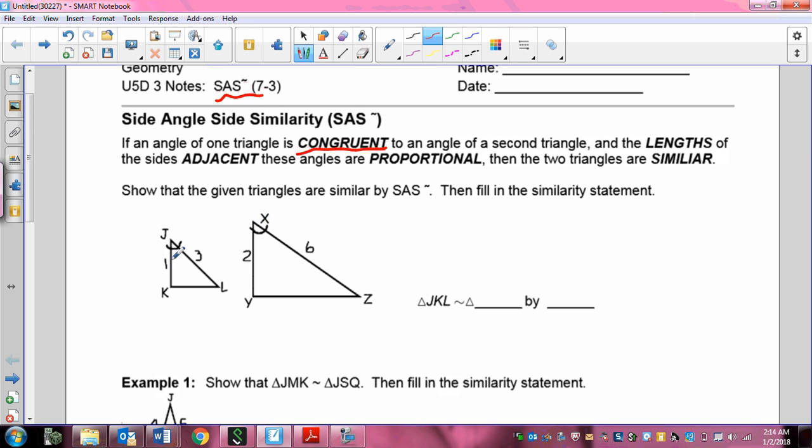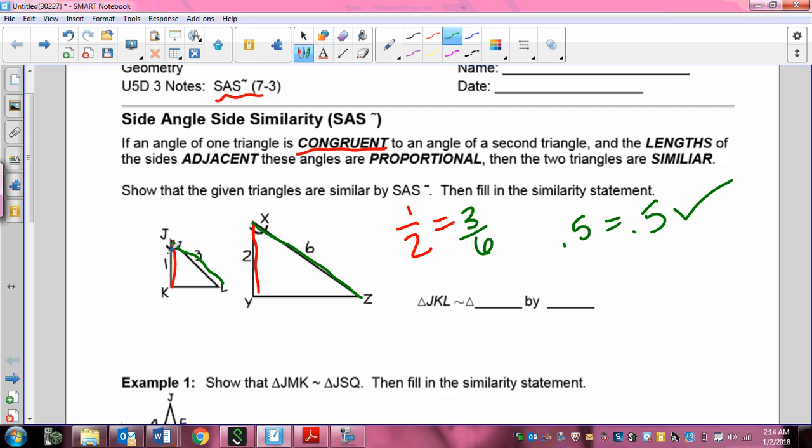Well, I know that if they're similar, then this side over this side. Remember, we do left-hand triangle over right-hand triangle. So 1 over 2 has to be equal to left-hand triangle's biggest side over right-hand triangle's biggest side, which is 3 over 6. Plug that into your calculator. 1 over 2 gives you 0.5. Is that equal to 3 over 6? Plug that in your calculator. You're also going to get 0.5. So yes, the sides are proportional.